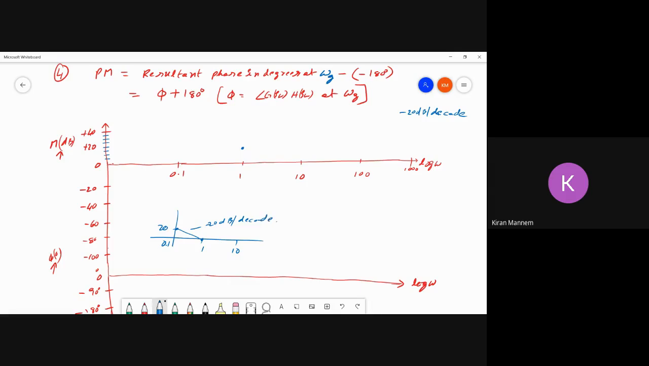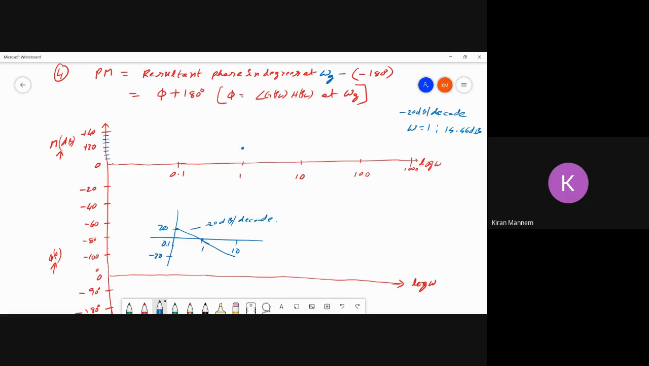So at omega equal to 1, the magnitude is 0 dB. At 0.1, it is 20. So maybe you may have minus 20 dB here, right? Now look at the difference: you have a 20 dB magnitude difference per decade. So here the first point at omega equal to 1 is 15.56 dB.